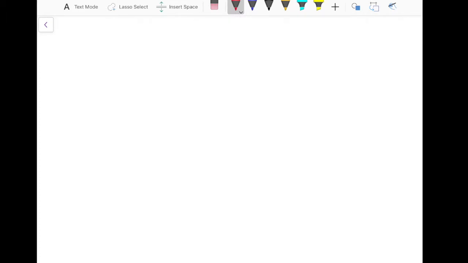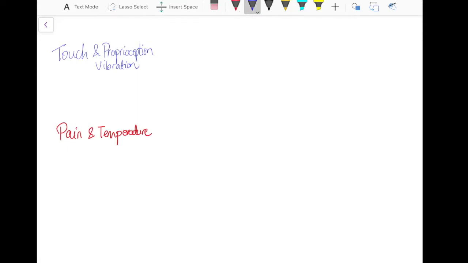So let's start with all the innervation for pain, temperature, and then touch and proprioception. I will do blue for touch and proprioception. So that is your balance, vibrations, and then we can do in red the pain and temperature. I will follow that color scheme in the whole video. So for pain and temperature, we will do first the body, and then the face.